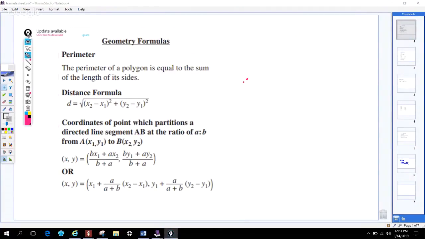Okay, so let's take a look. So perimeter you're going to use for when it asks you to find the perimeter of a shape. They'll probably ask you to find the perimeter of a rectangle or the perimeter of a triangle, usually speaking. Distance formula. You're going to use distance formula 2 times.